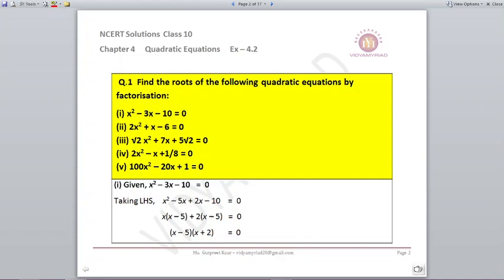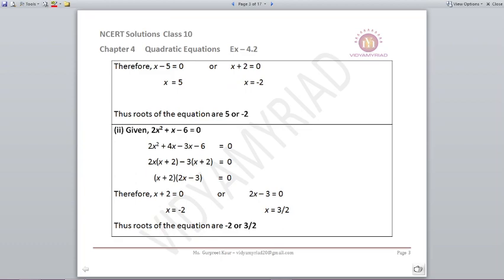Now for example number 1, x square minus 3x minus 10 is equal to 0. Middle term splitting, you get the middle terms as minus 5x plus 2x. So you get the common factors x minus 5 and x plus 2, which is equal to 0. Now equate both the factors separately to find the values of x. x minus 5 is equal to 0, so x comes out to be 5. x plus 2 is equal to 0, so x comes out to be minus 2. So the roots of the equation are 5 or minus 2.